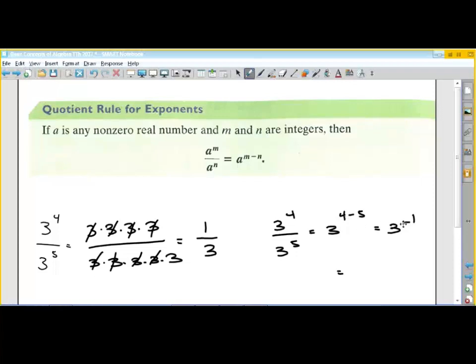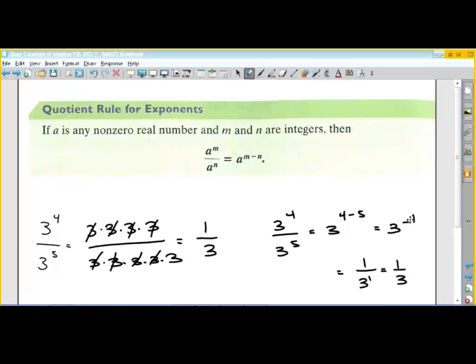Now, one of the rules we haven't talked about yet is that if you have a negative exponent, you can make it into a positive exponent by moving it from the numerator to the denominator. So 3 to the negative 1 power is 1 over 3 to the first power. And 3 to the first power is just 3. So there's your final answer, the same answer. Maybe I should have chosen the numerator to be larger, and then you wouldn't have this to worry about at this point. But that's a general rule.